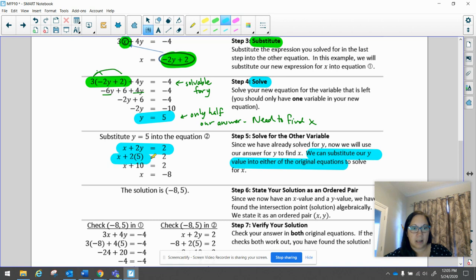And so here it is. So we know, actually here I will just highlight the 5. So we're taking the fact that y is 5 and now putting that into one of our original equations, and that allows us to now solve for x. So here is now the other half of the answer.